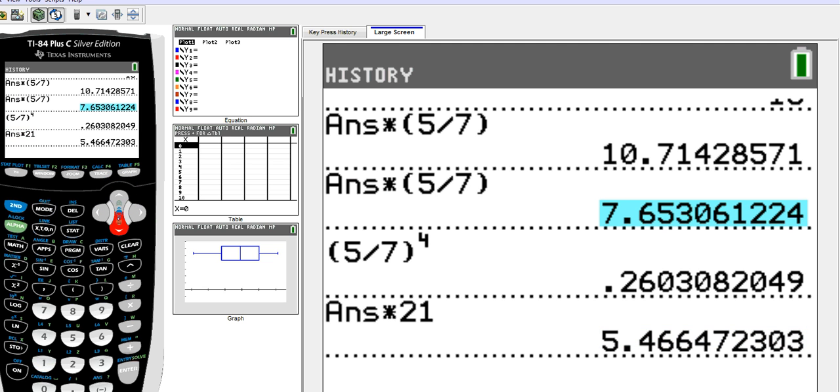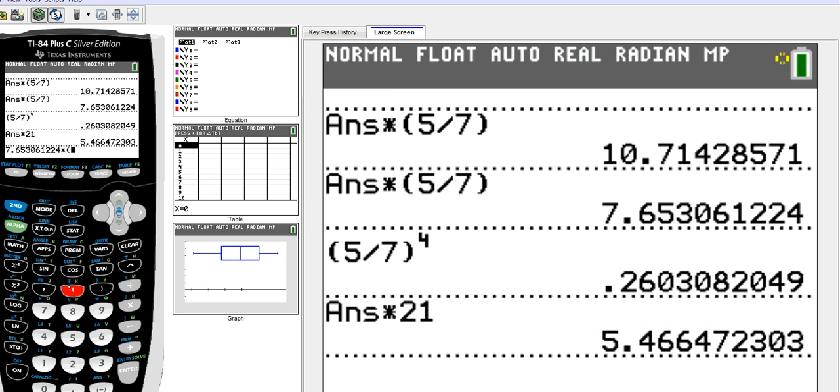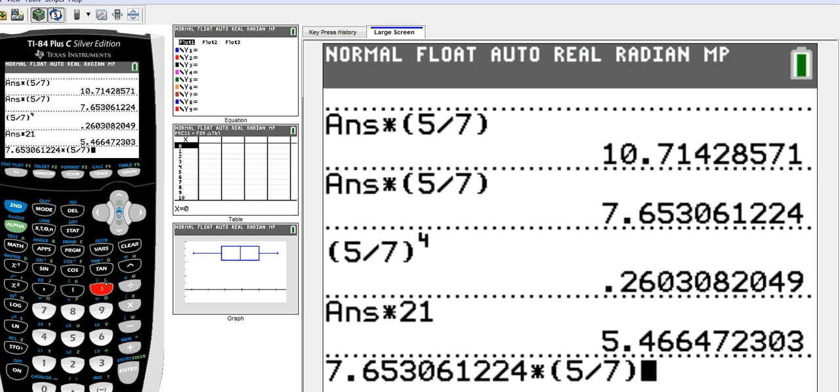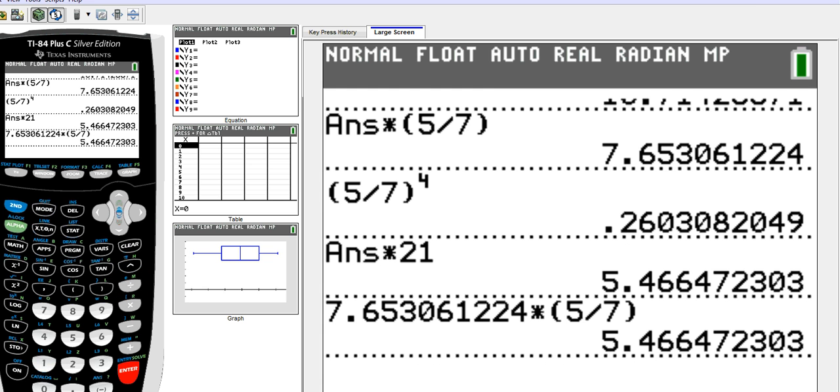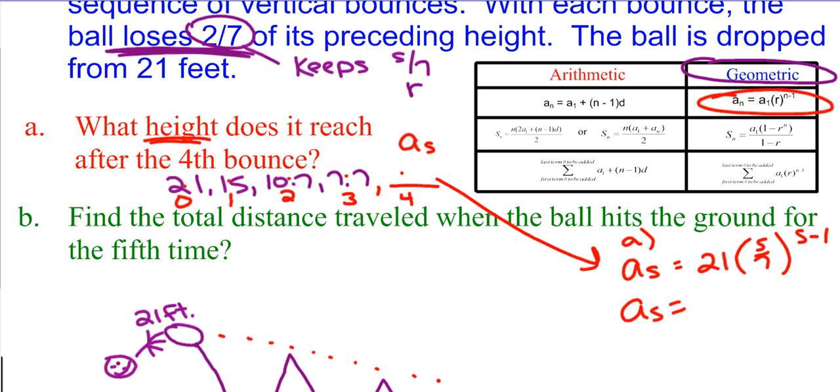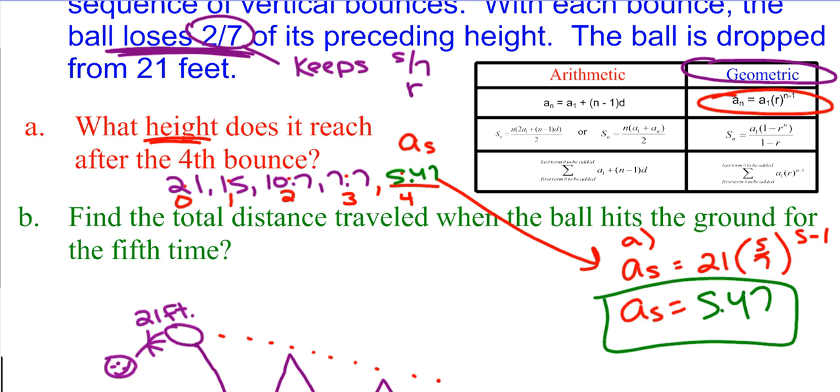Now, just to show you, it should have been this answer up here times 5/7, shouldn't it? I mean, I know we're doing that the long way, but I want to prove to you how that works. So we should get the same answer there. And we do. So the formula works for this. So 5.47, all right. So we'll say A5 equals 5.47, and that's what would have gone in this spot right here. And that's my answer for A.